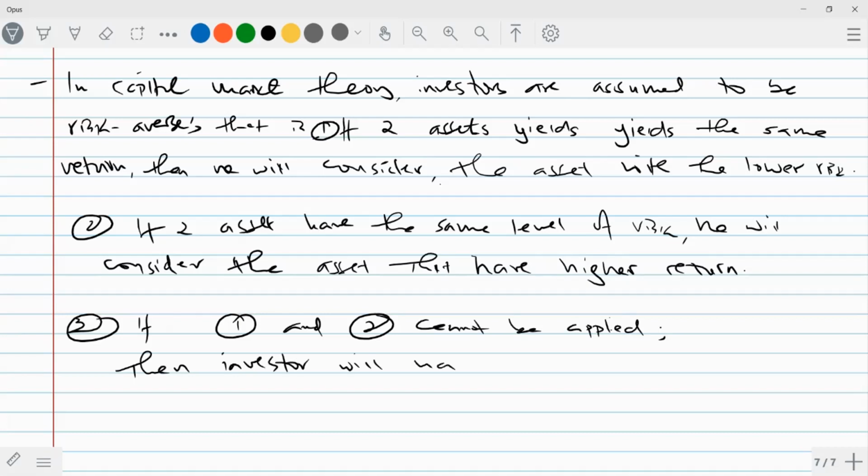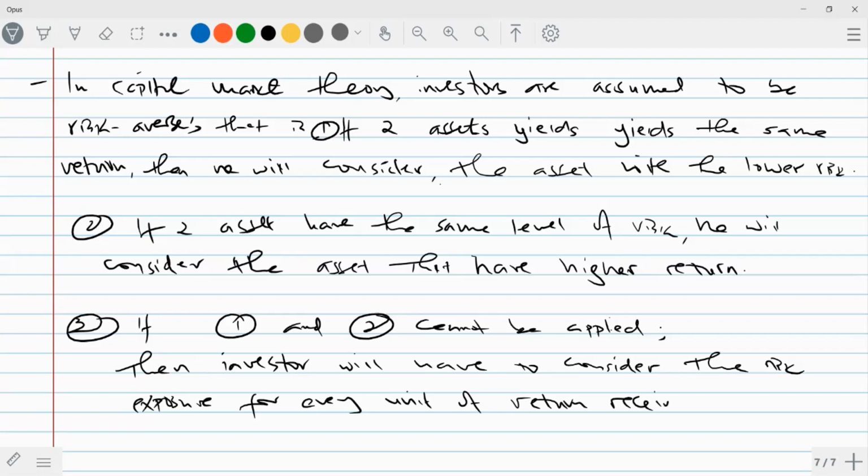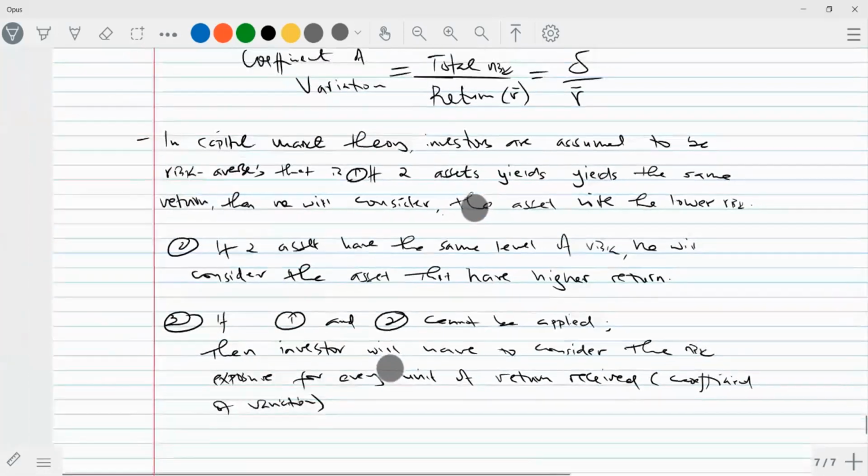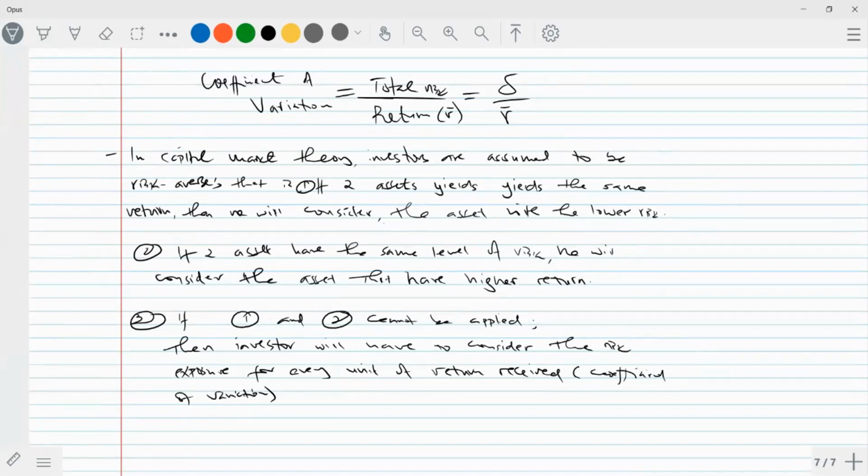We have to consider the risk exposure for every unit of return received. In short, the coefficient of variation. That's as far as the capital market theory. So the investor has to consider whether they are receiving return commensurate to the risk they are exposed to.